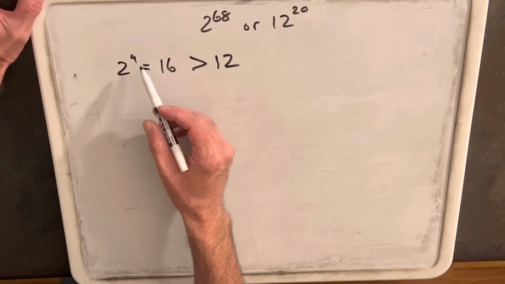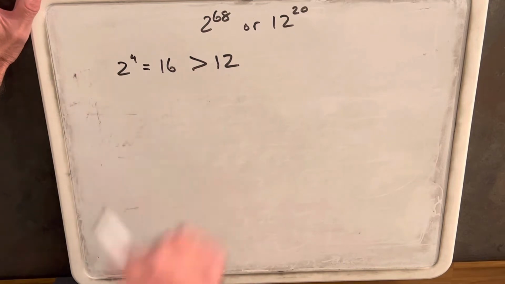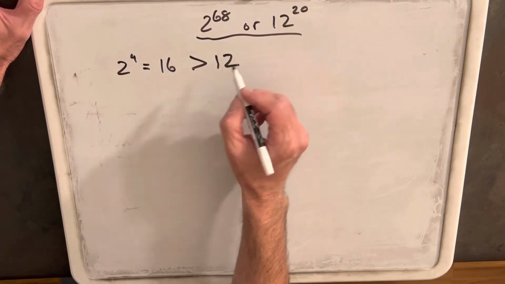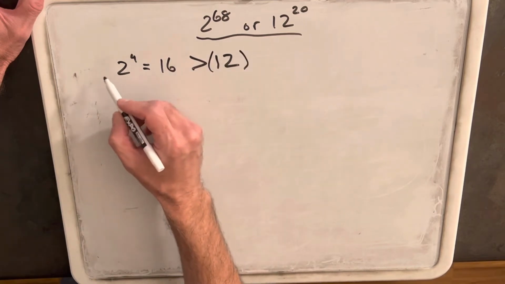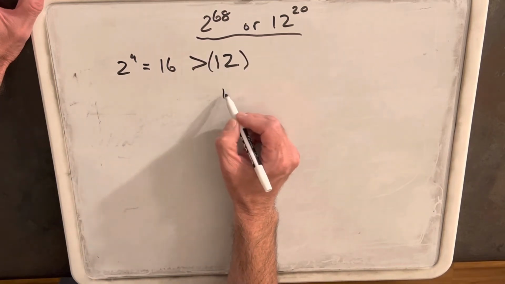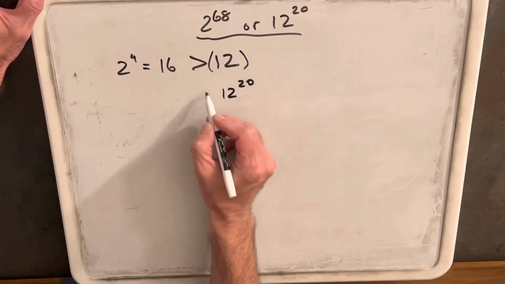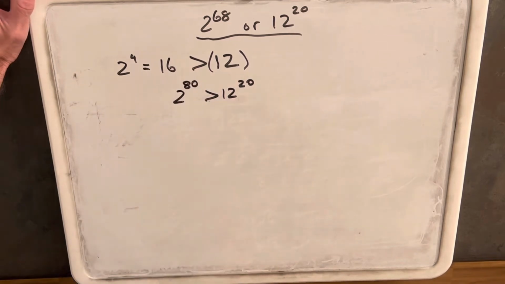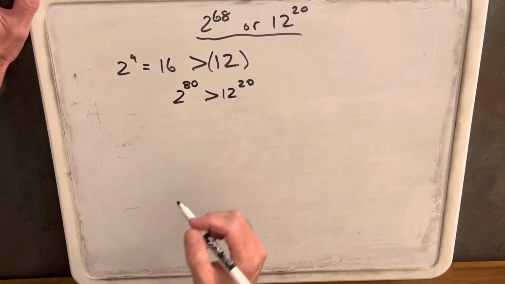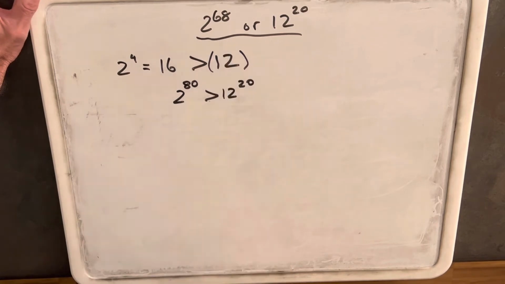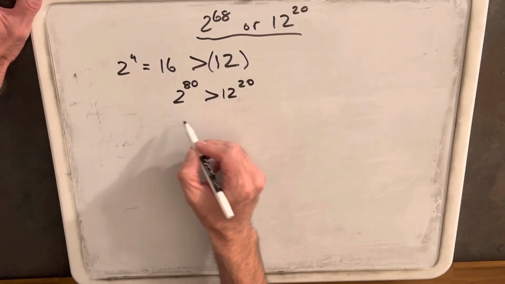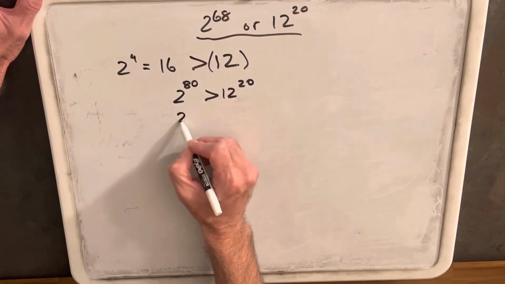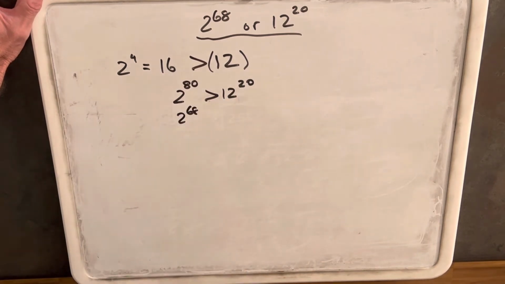Then we need to build this power up to get it to look something like that. Let's start with taking the 20th power on both sides. So we could say 12 to the 20th is going to be less than 2 to the 80. But the problem with that is 2 to the 80 is greater than 2 to the 68. So we would like this to be more like 2 to the 68 over here.